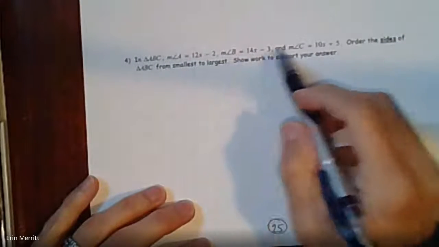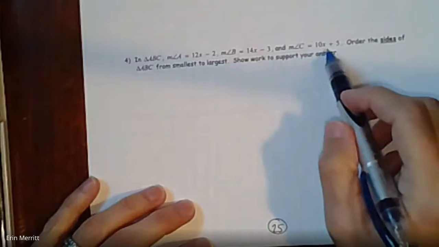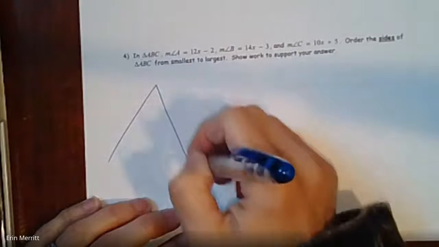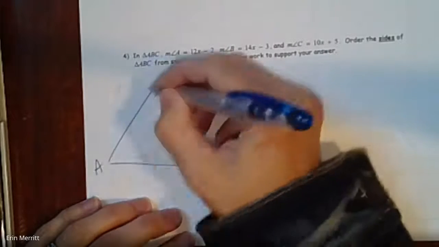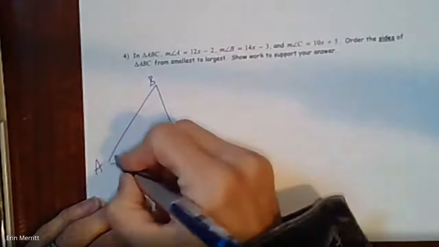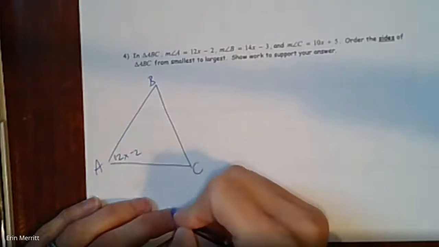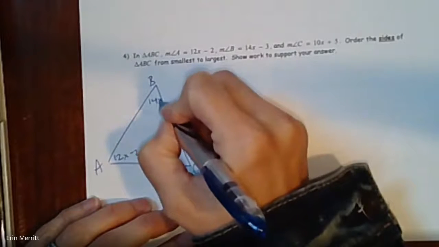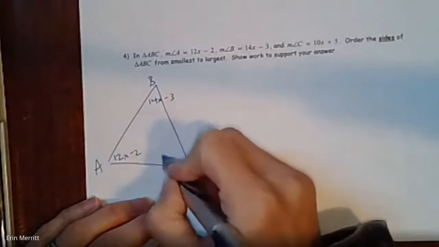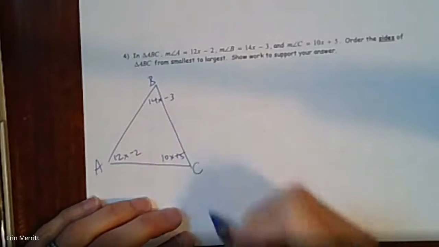All right. Down at the bottom, in triangle ABC, angle A, angle B, and angle C are all given by expressions with x. Order the sides of triangle ABC from smallest to biggest. All right, give yourself a little space here. So triangle ABC, A is 12x minus 2, B is 14x minus 3, C is 10x plus 5.